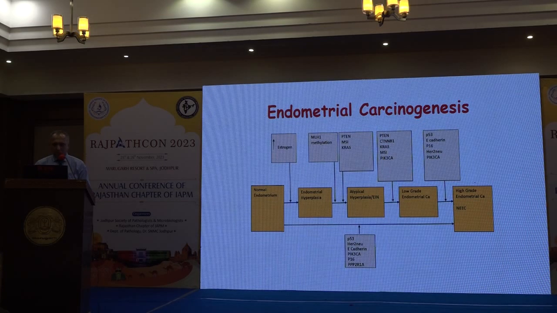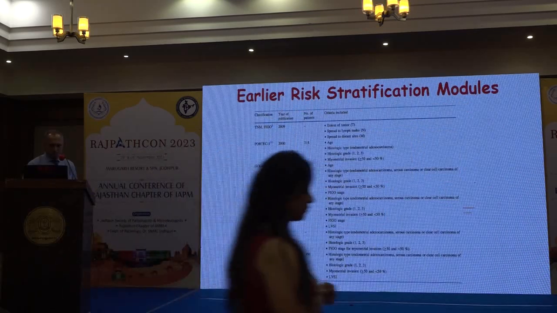So this is the traditional endometrial carcinogenesis pathway if you look. There is a type 1 pathway and a type 2 pathway. The type 2 pathway is defined by P53 along with other mutations; HER2/neu mutation has also been found to occur in these kinds of cases.